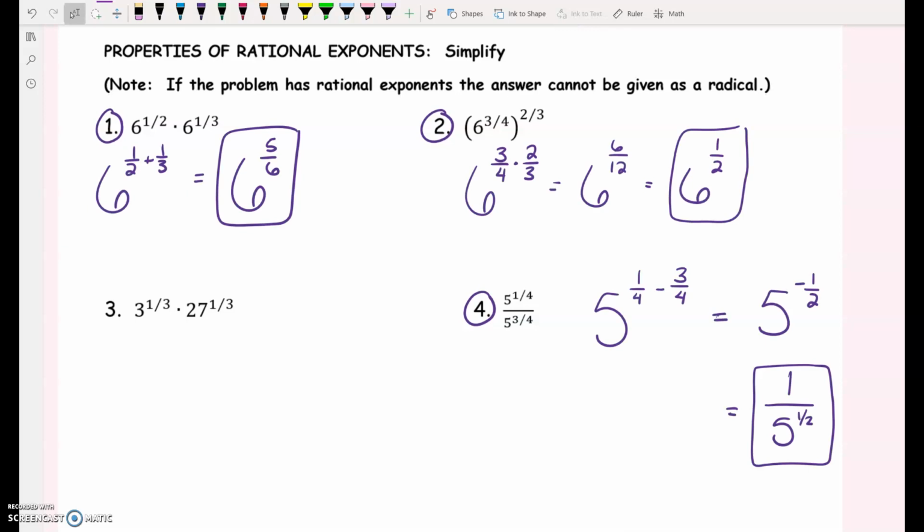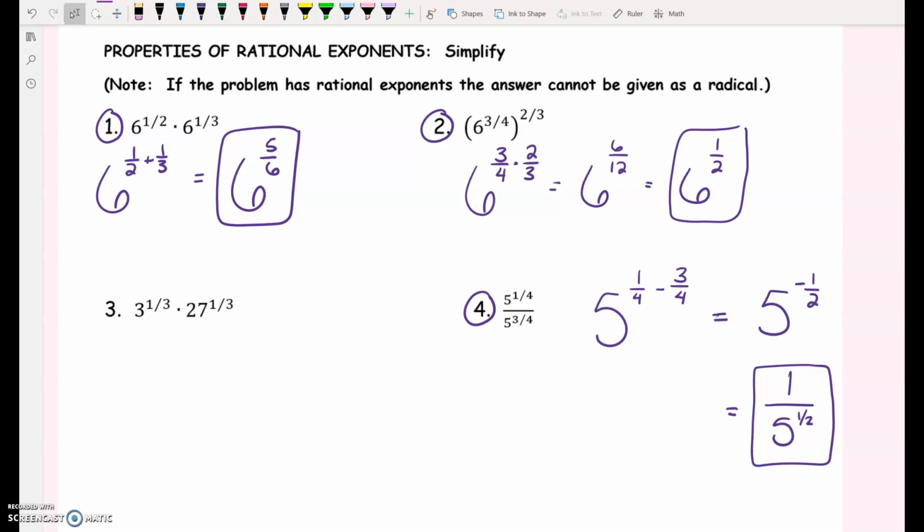Number 1, I used the calculator to add 1/2 plus 1/3 to get 5/6. Number 2, I actually did the multiplication myself, but if you punched the multiplication into a calculator, you would have gone straight from the first step to the last step and skipped this middle step. 1/4 minus 3/4 is negative 1/2. An exponent of negative 1/2 will move that thing to the bottom, so it's 1 over 5 to the 1/2.